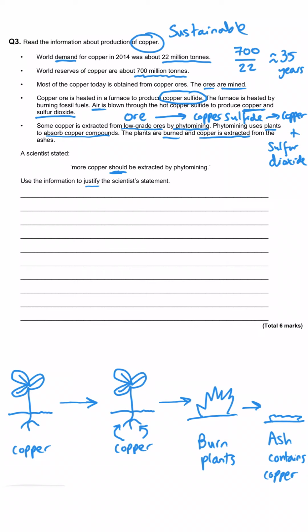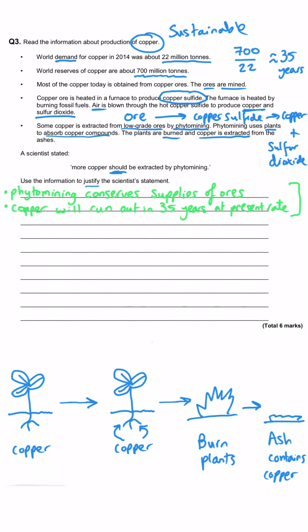And let's say first and foremost that phytomining conserves supplies of ores. That's what they told us in the question. If we're using phytomining, we aren't using other ores. And that's really important because copper won't be available for long at the present rate of use. We have only got about 35 years left of our copper reserves.